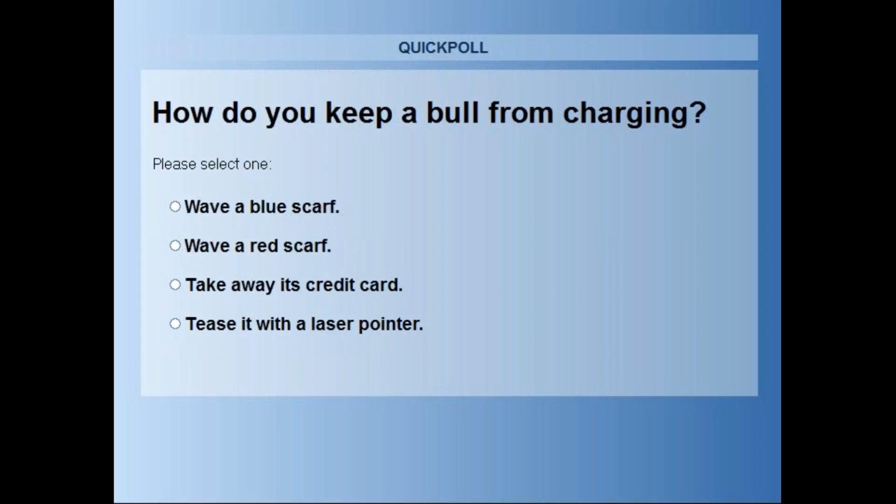So I'll leave the polling question up for another 10 seconds. How do you keep a bull from charging? The punchline is take away its credit card. All right, closing the poll.